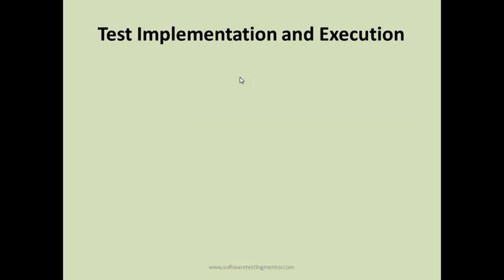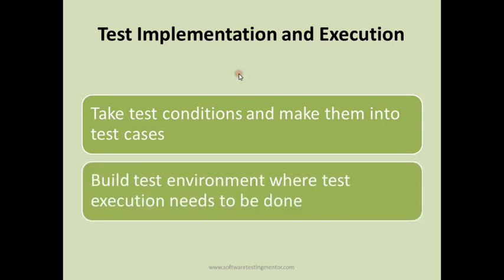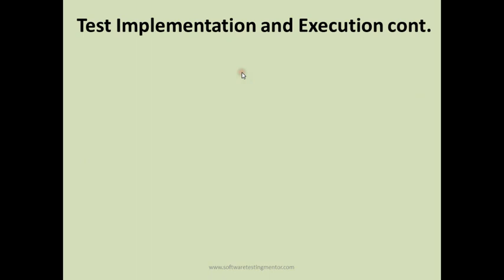Then the third step is test implementation and execution. Now in test implementation and execution, you take test conditions and make them into test cases. Then you build the test environment where test execution needs to be done. So these are the two major steps in test implementation and execution. In test implementation, you take the test conditions, whatever test conditions you have figured out from the requirements, and you convert them into actual test cases. And then you build a test environment where you will be executing your test cases.